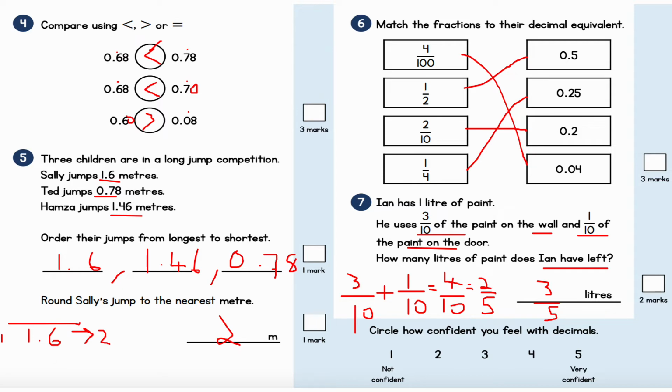Okay, right, guys, please do go ahead and circle how confident you are feeling with decimals after watching this portion of the video tutorial.